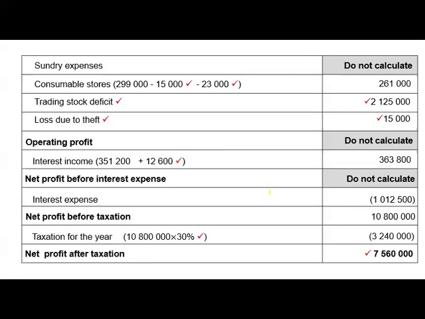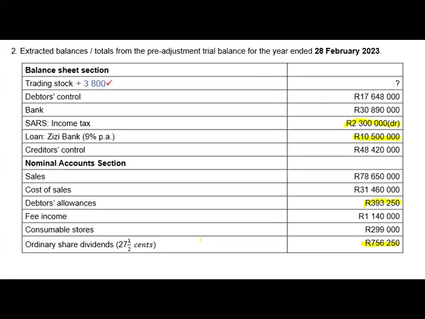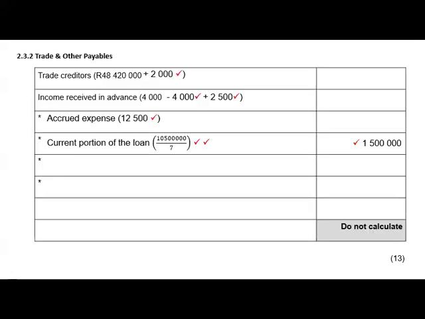You will notice that I highlighted in our pre-adjustment trial balance that we've got provision for sales income tax of 2,300,000. So it's less than the actual tax expense, meaning that we still owe sales the difference. And that difference we owe sales, you're going to put it in trade and other payables.